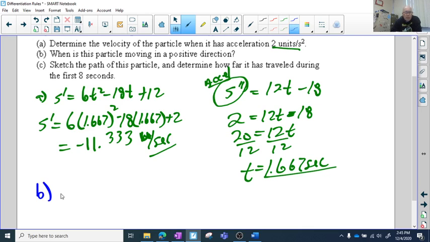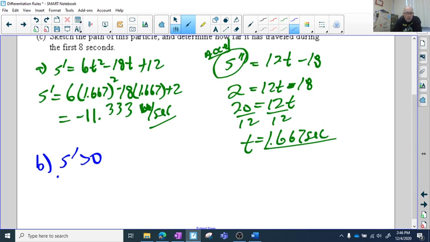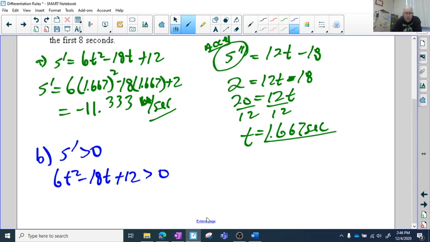Part B. When is the particle moving in a positive direction? So in a positive direction would mean right or up. That happens when S prime is a positive number. So we got to figure out when the velocity, which is 6t squared, subtract 18t plus 12, when would that be greater than 0? That's called a quadratic inequality.